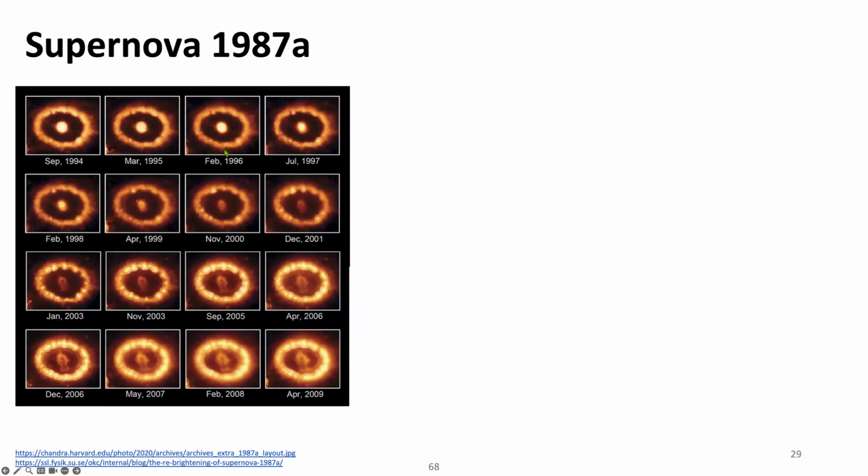Here's an example in time of a supernova that occurred in 1987 in a nearby galaxy. And you can see how energy from the explosion is lighting up this gas and dust around the location of the explosion.